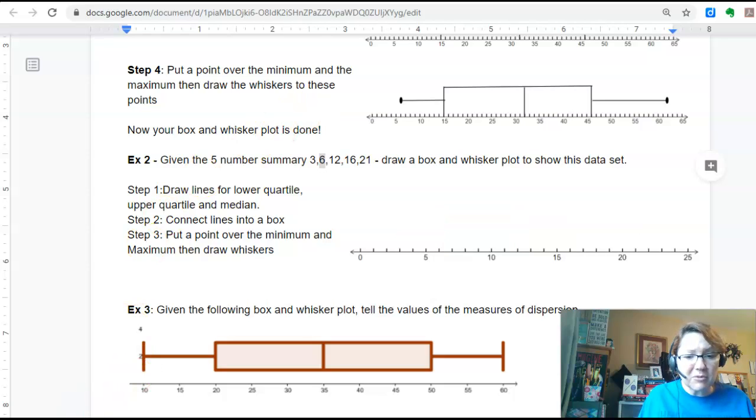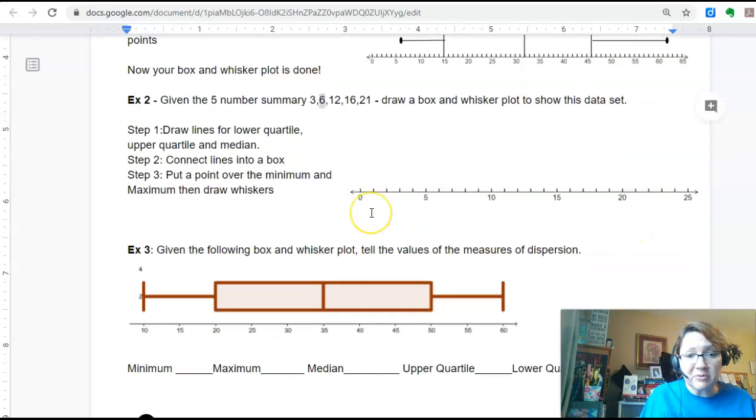So I'm actually going to come over here. And I got rid of it. Oops, I didn't mean to get rid of that so quickly. But you saw what I did, and I drew my box and whisker.